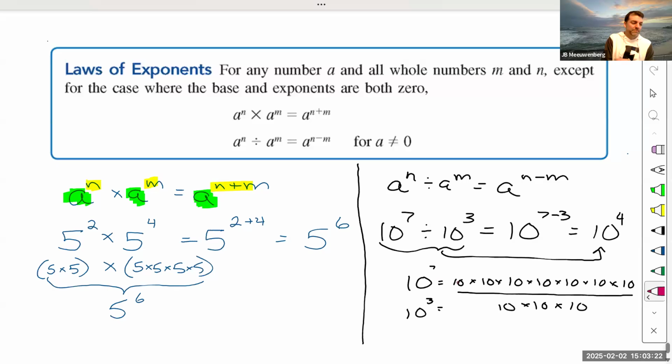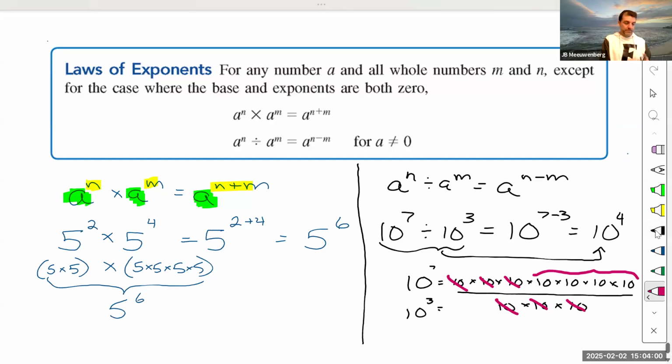What's going to happen here is 3 of these 10s are going to divide out to just be a single 1. 10 divided by 10 is 1. Another 10 divided by 10 is 1. Another 10 divided by 10 is 1. And often we say they're just going to cancel. What are we left with? We're just left with those 4, right? We started with 7 on the top, the 3 on the bottom canceled out with 3 on the top, leaving us with just 4.